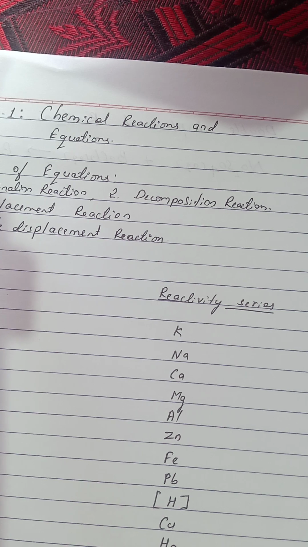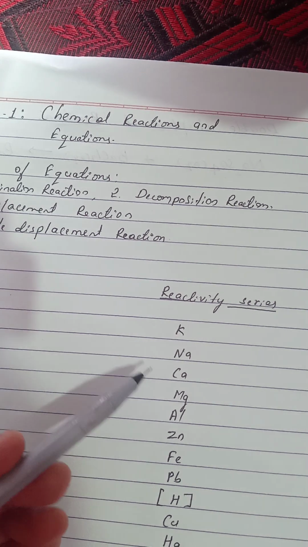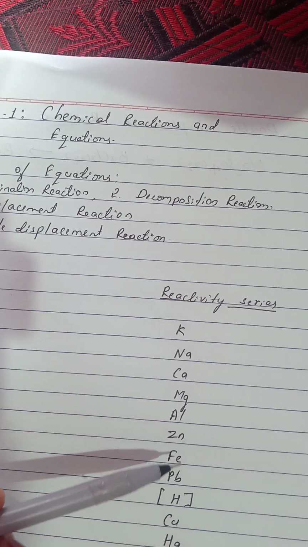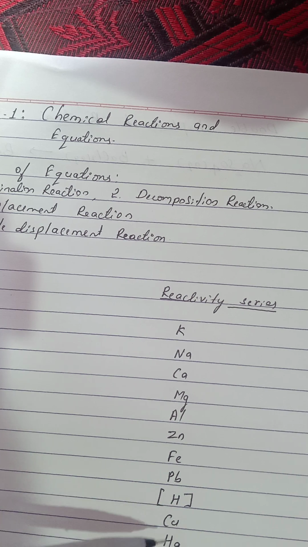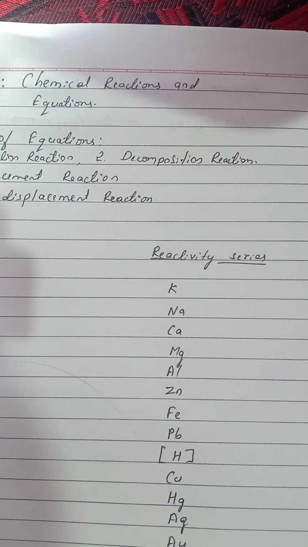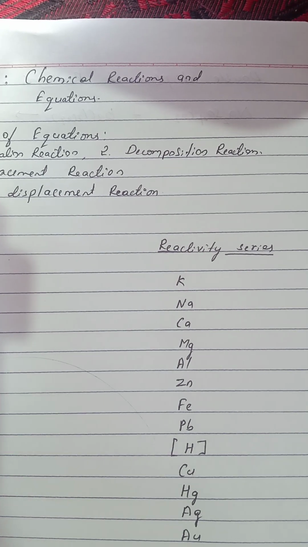All metals are not of the same type. We have arranged their reactivity. We have arranged the metals in the reactivity series: potassium, sodium, calcium, magnesium, aluminum, zinc, iron, lead, hydrogen, copper, mercury, silver, and gold. This is called the reactivity series.